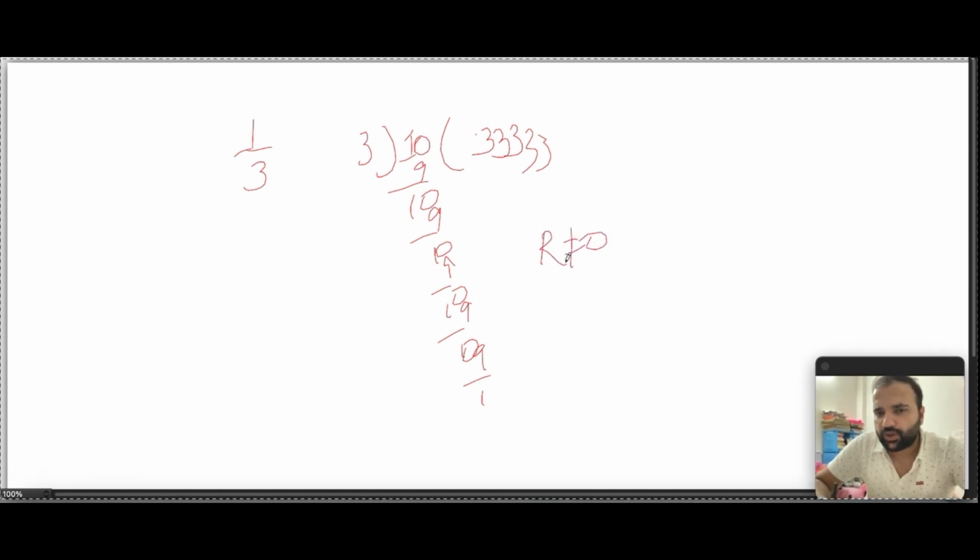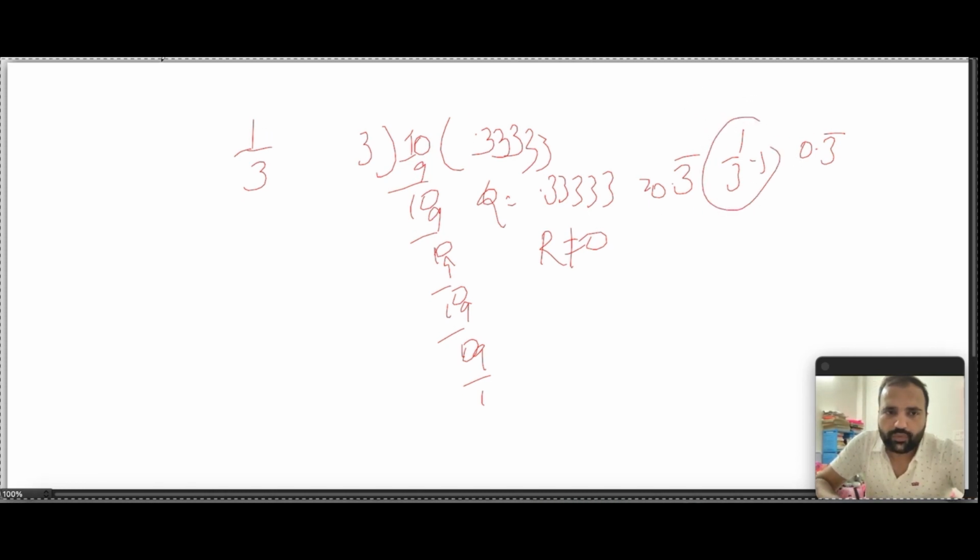So over here as well, r is not equal to 0. But if we talk about the quotient, you can see there's a definite pattern over here. The pattern is that 3 is repeating itself. So we can conclude over here that 1 by 3, upon division, is this, and that's why we call this a rational number.